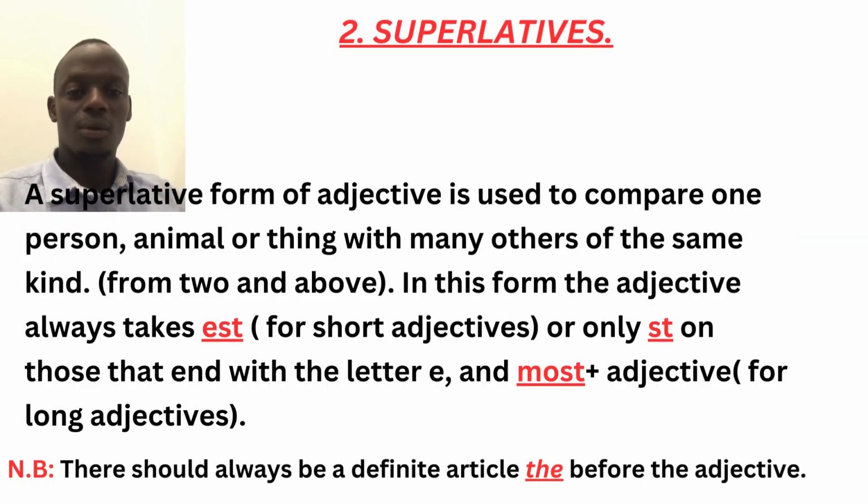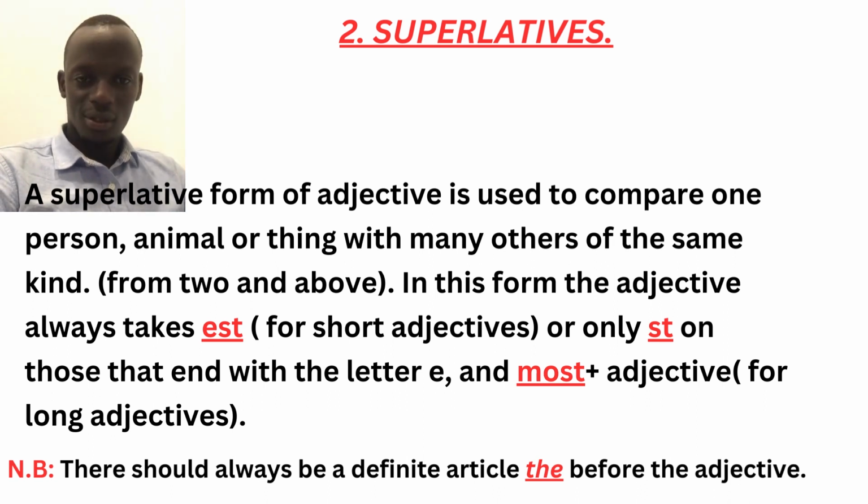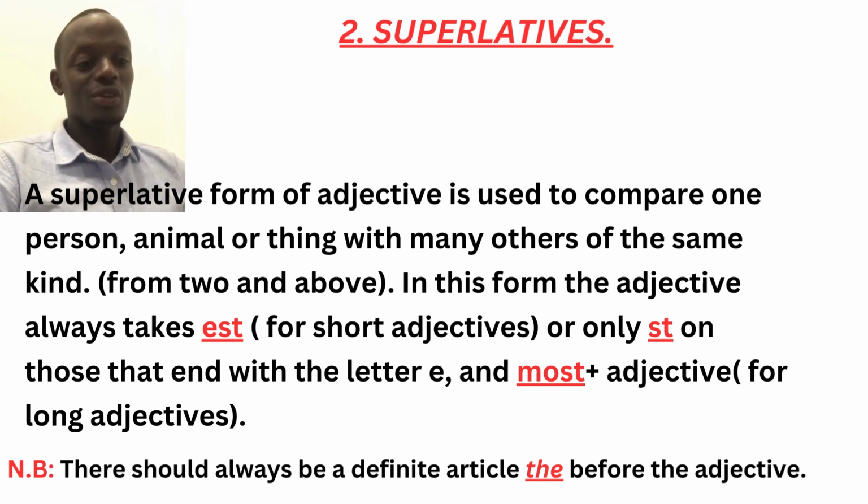Now, having seen whatever concerns the three types of comparatives, let us look at superlatives. What is a superlative now? The superlative form of adjective is used to compare one person, one animal, or one thing with many other things of the same kind. So in comparatives, I've been comparing only two things, one with another. Now in superlatives, we compare one with two or more. Okay? I guess now you see the difference.